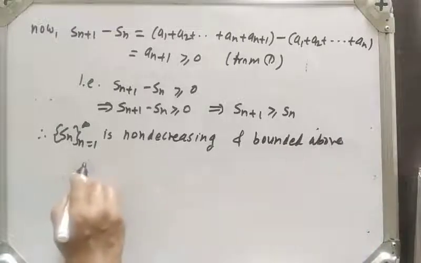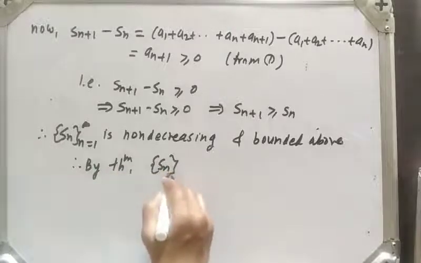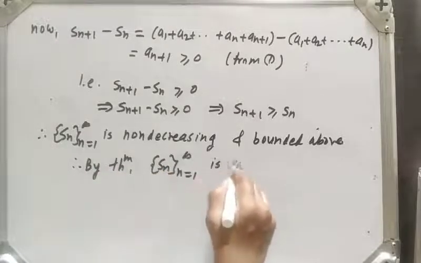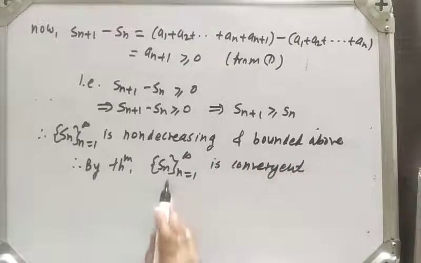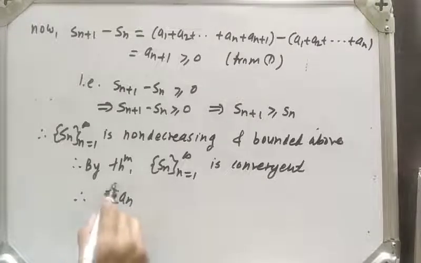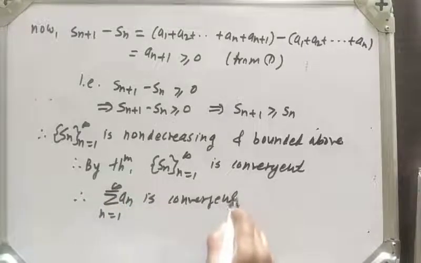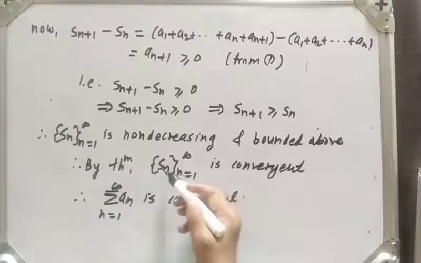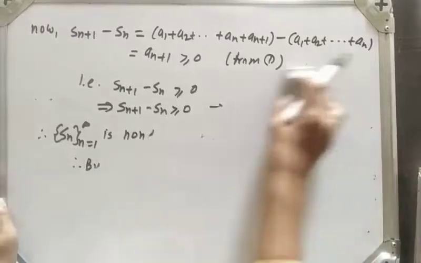Okay. Therefore, by the theorem, what do we get? The sequence Sn is convergent. If the sequence of partial sums of the series is convergent, then definitely the series, n varies from 1 to infinity, is convergent. Okay. If this sequence Sn is bounded above, then the given series will be a convergent series.